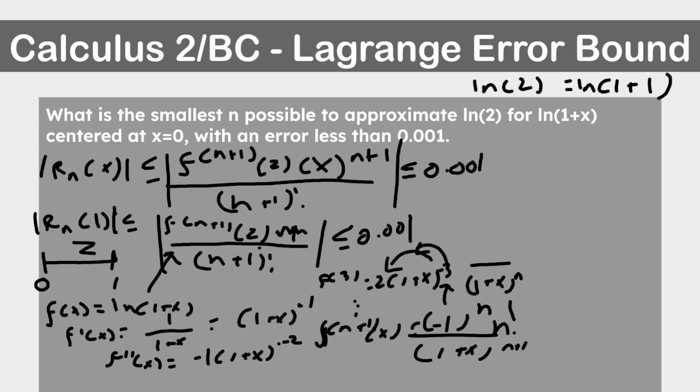And now we must find what value of z makes it the largest possible. Since we have the absolute value, we can disregard the negative 1 part. So we must just find n factorial divided by 1 plus x to the power of n plus 1. What possible value can make this the largest from 0 to 1? Well, if we plug in 0, we get n factorial on its own. But if we were to plug in 1, we would get n factorial divided by 2 to the n plus 1, which is a lot smaller than just n factorial.